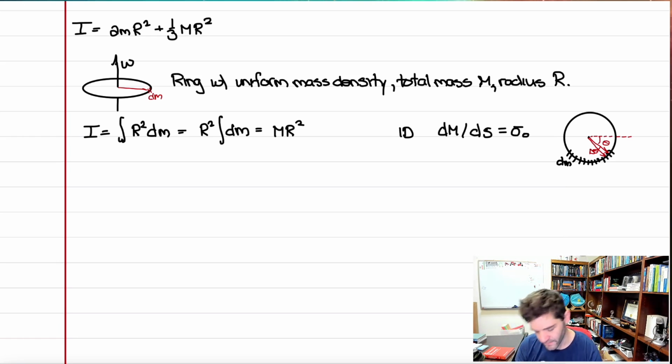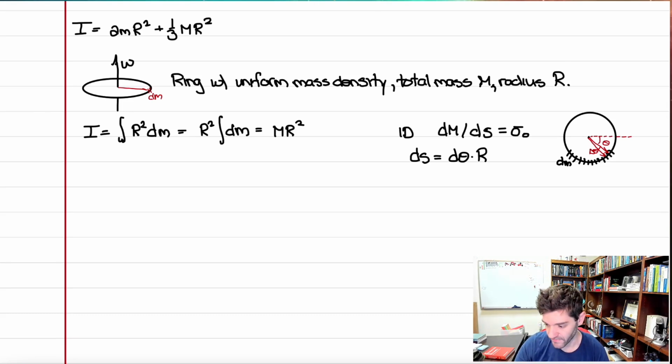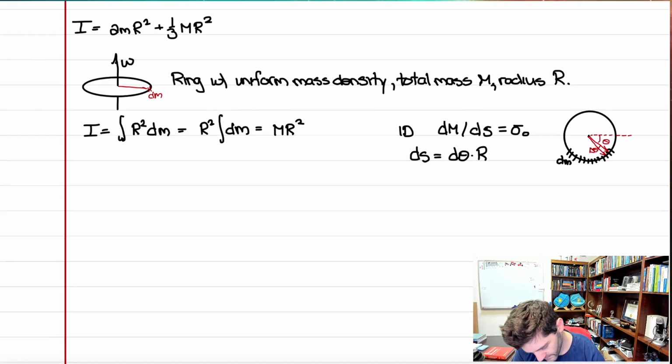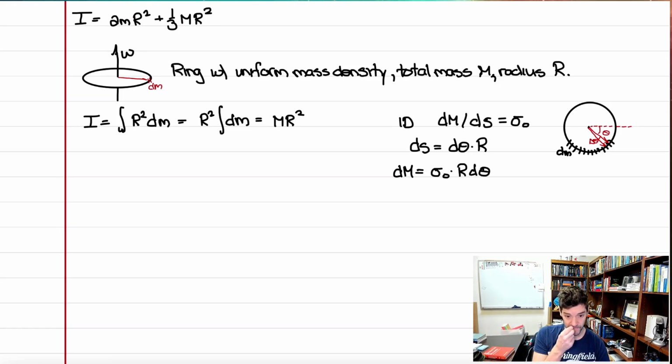We know that if we go 2 pi radians around, then we get the full circumference of the circle, 2 pi times r. But what is the length of just an arc if you only move an angle theta, not the full 2 pi radians, but only an angle theta? This arc length then is what? It turns out it's just d theta times r. And again, when theta goes from 0 to 2 pi, this becomes 2 pi r, the full circumference of the circle, which makes sense. So in this case, the dm, a little bit of mass, is contained in sigma times r times d theta.